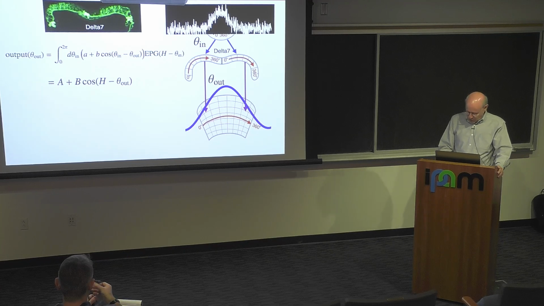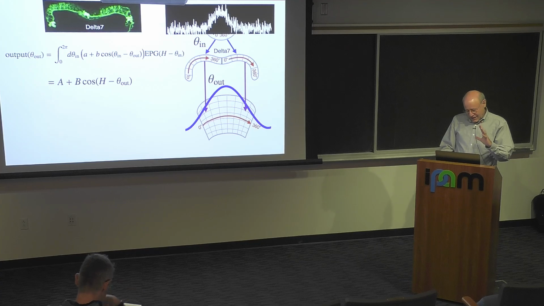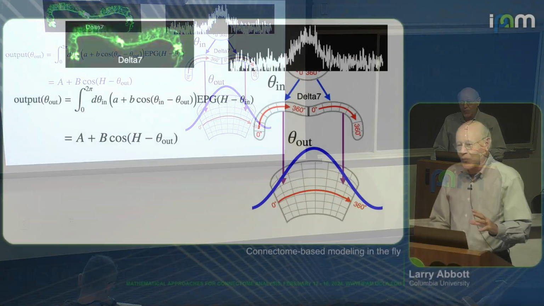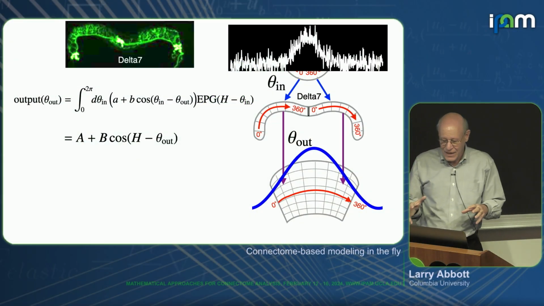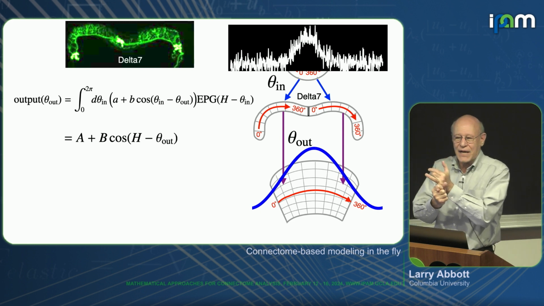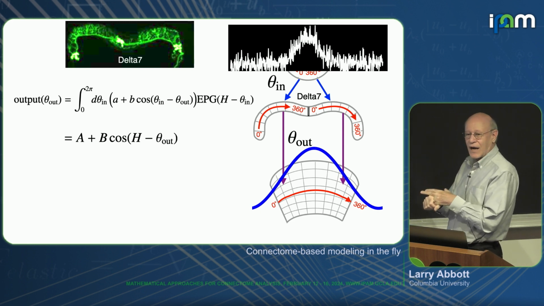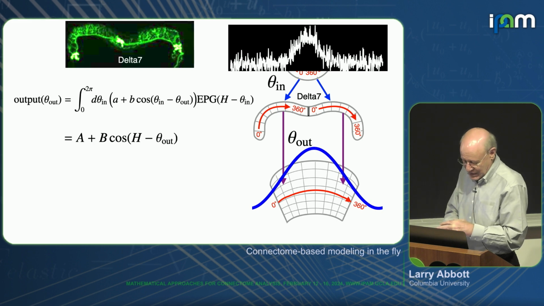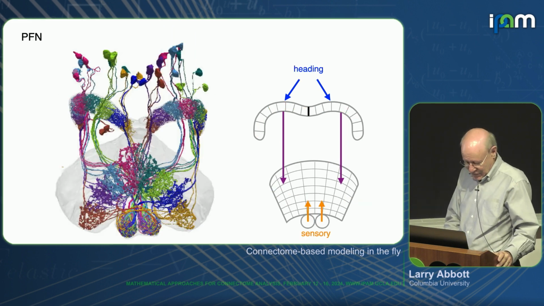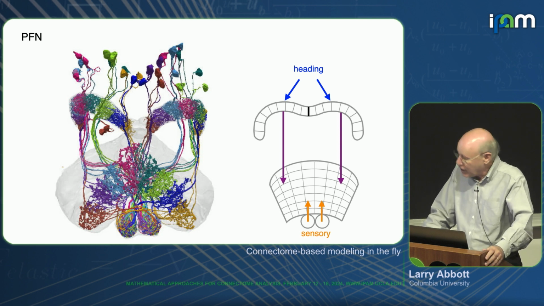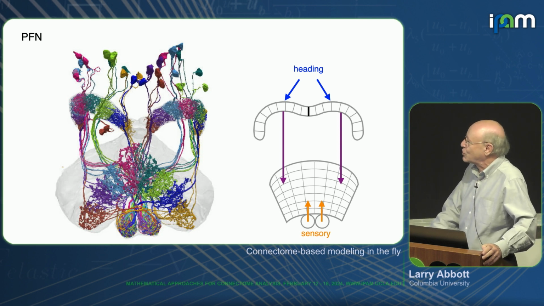Okay, so now this is a kind of classic example of connectomics. This is suggestive, right? This is simplified. I linearized the delta 7. I'm ignoring other possible sources of input. So you've got to check it. But in fact, if you do check it with physiology, it's actually true.